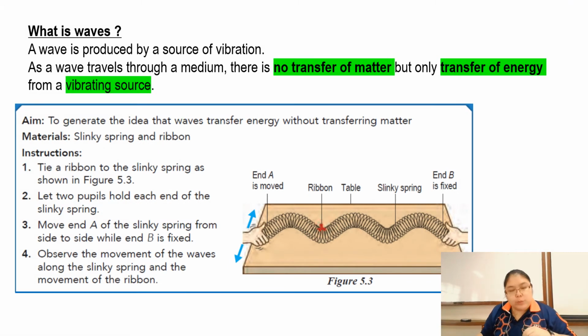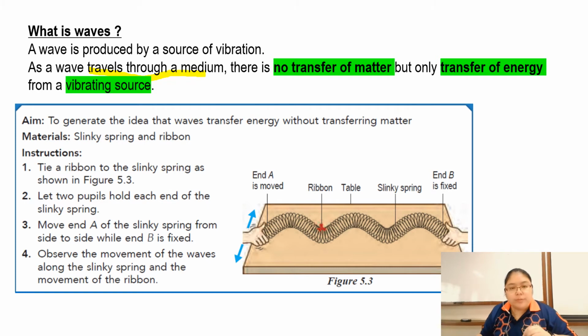Okay, what is a wave? Now we're going to see the definition of a wave. A wave is produced by a source of vibration. As the wave travels through the medium, there is no transfer of matter, only transfer of energy from the vibrating source. So that means when the wave moves, anything in the medium never travels together with it.